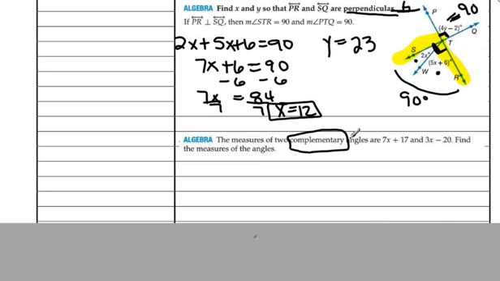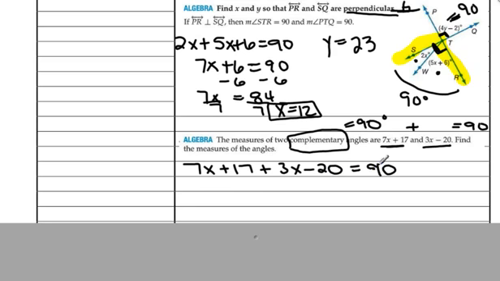So complementary means that their sum, the angles' sum, is 90 degrees. So that means this angle plus this angle equals 90 degrees. That's what complementary means. So we will set up our equation to reflect this. Angle 7x plus 17 plus 3x minus 20, they have a sum of 90 degrees. I will go ahead and combine my like terms. A 7x and a 3x is 10x. A 17 and a negative 20 is negative 3. That equals 90.